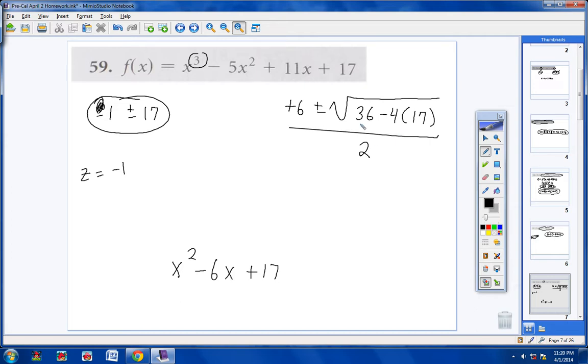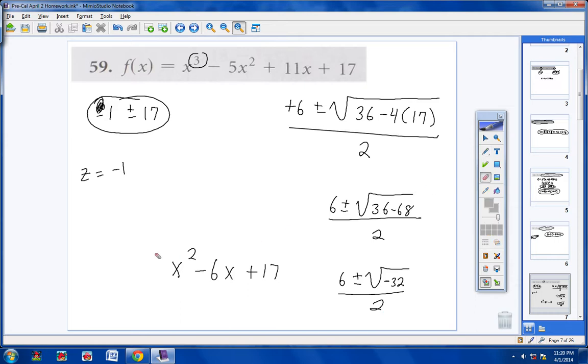All right, let's simplify under the radical right here. We have 4 times 17 and negative 4 times 17. That's going to give us a negative 68. So we really have 6 plus or minus the square root of 36 minus 68 all over 2. And that will then give us 6 plus or minus the square root of negative 32 all over 2.